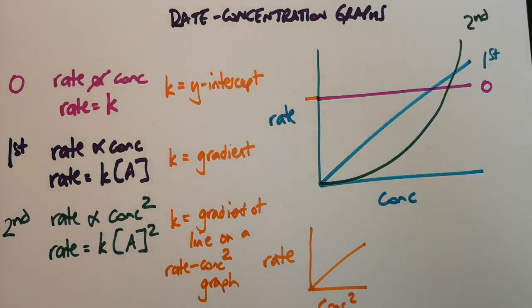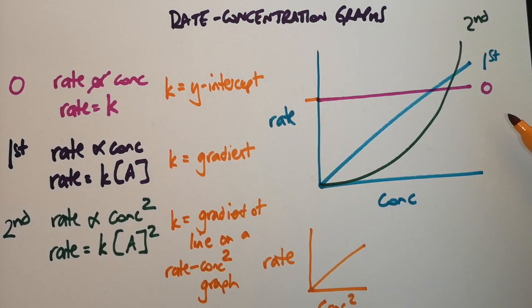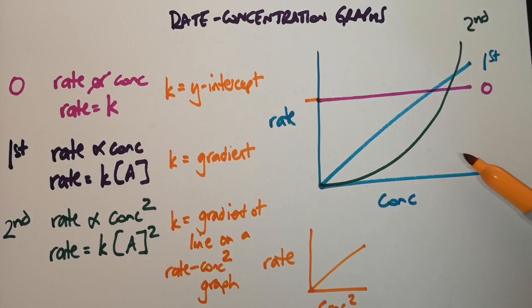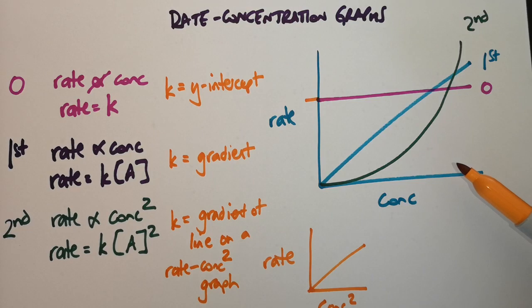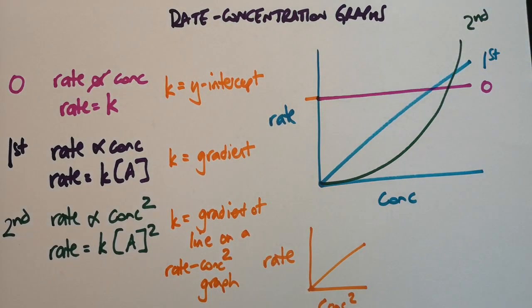Okay, so after this video you should be able to identify the order of reaction with respect to any particular reagent by looking at a rate concentration graph, and also explain how to calculate the rate constant from each type of graph. In the next video, I'll look at how to use experimental data to calculate the order of reaction, which is a very common exam question.